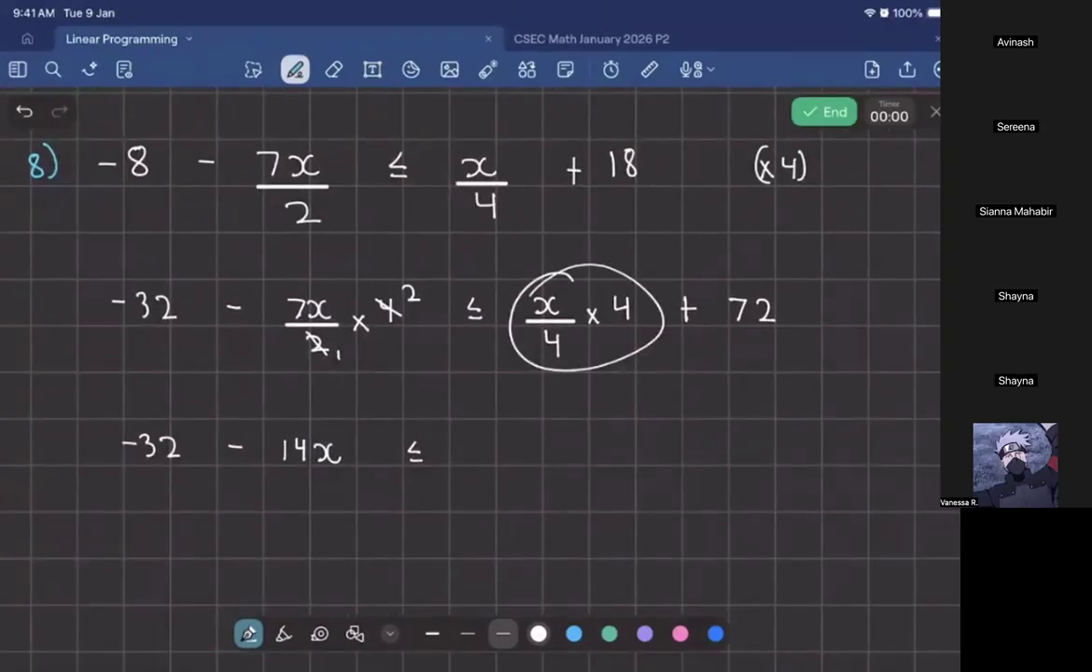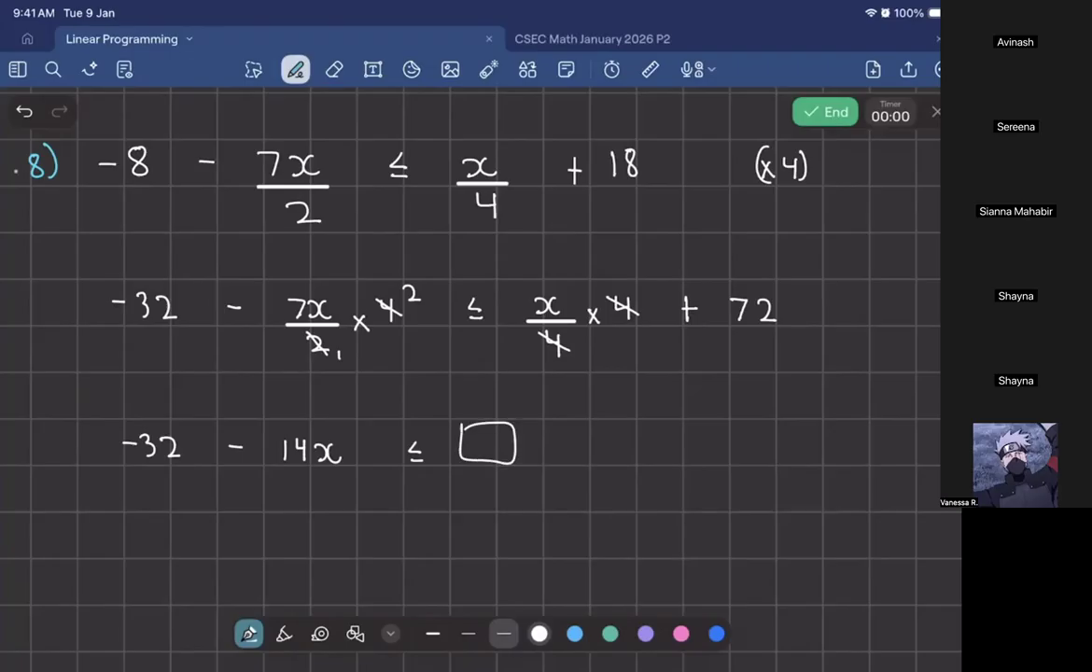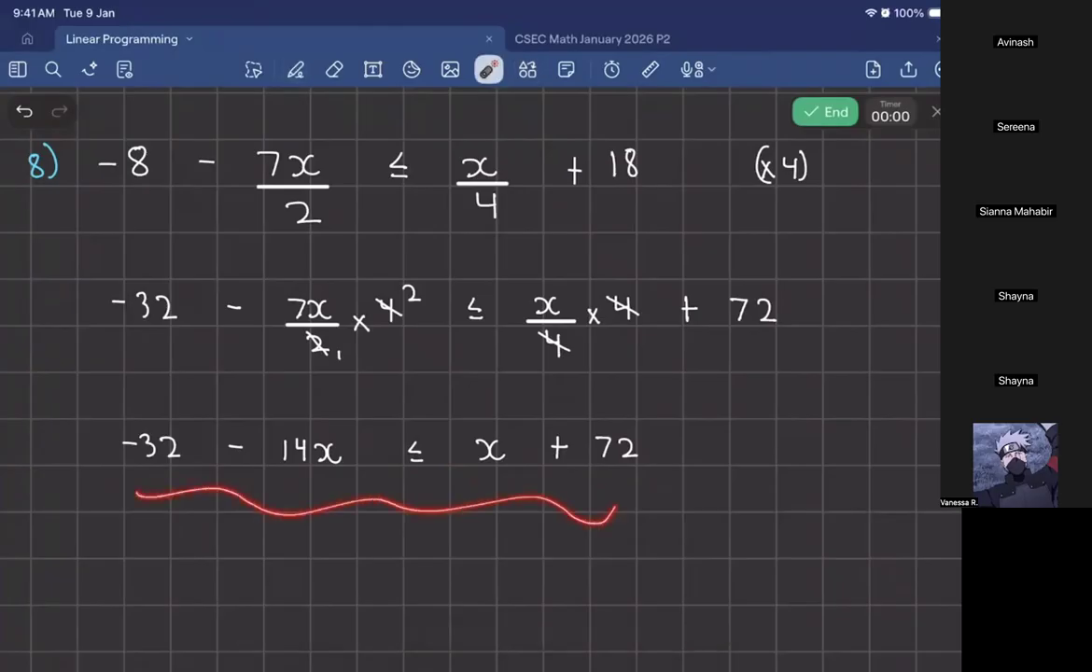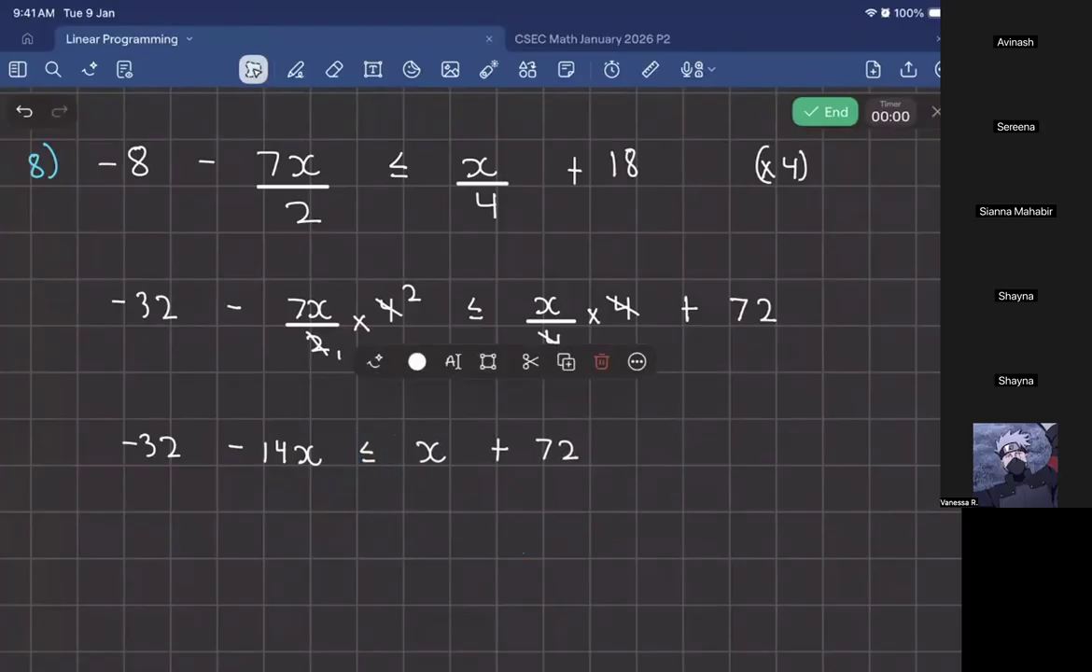Vanessa, what is x over 4 by 4? What happened here? You're canceling the 4 and 4, so what would I write here? x. Right? x plus 72. Okay, good job, Vanessa. Vanessa, what is the unknown in this inequality? x. Amira, did you identify that x is the unknown? Yes, sir. Right. So guys, if x is the unknown, where should all the x terms be? To the left, right?